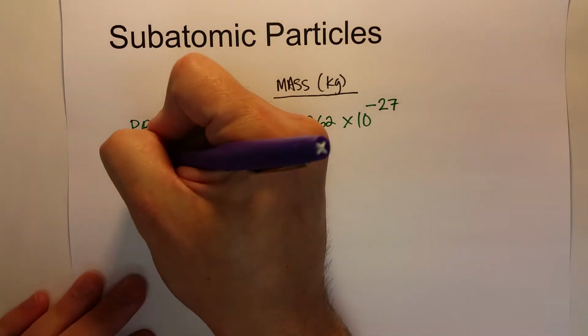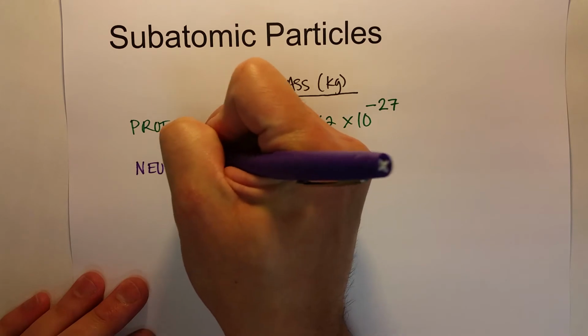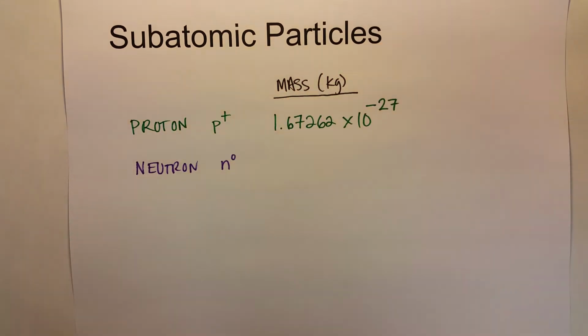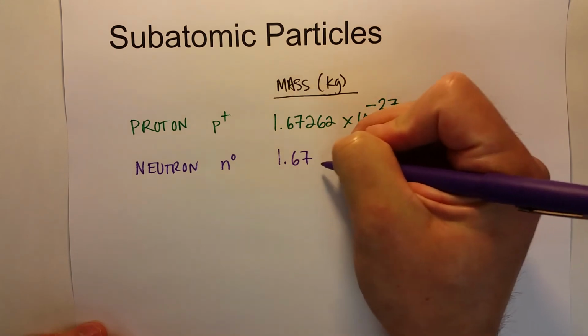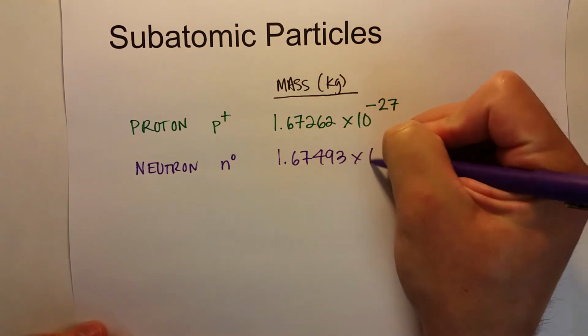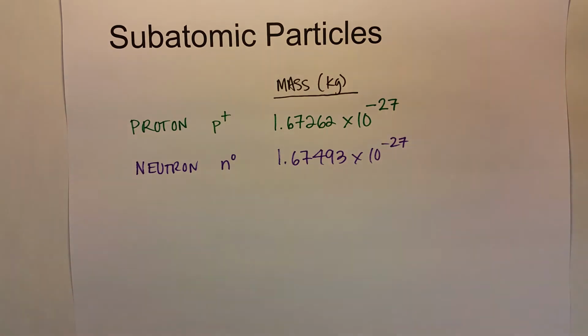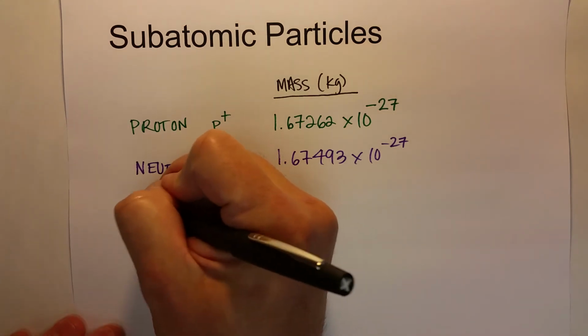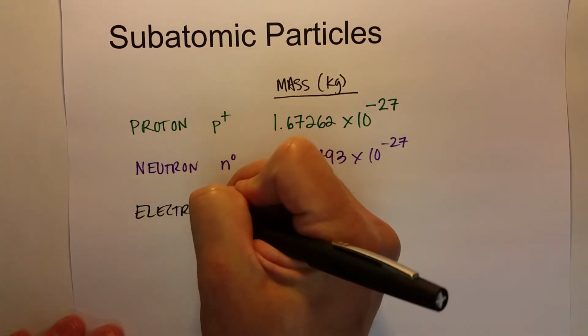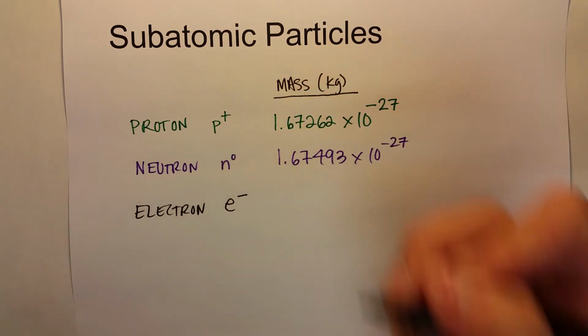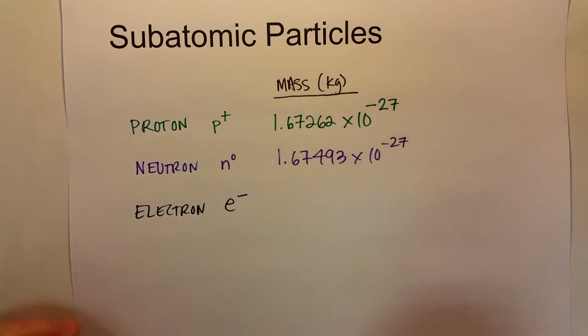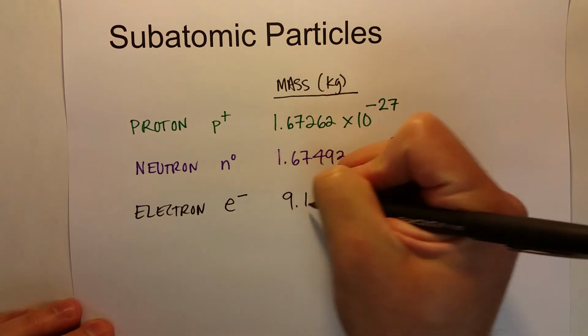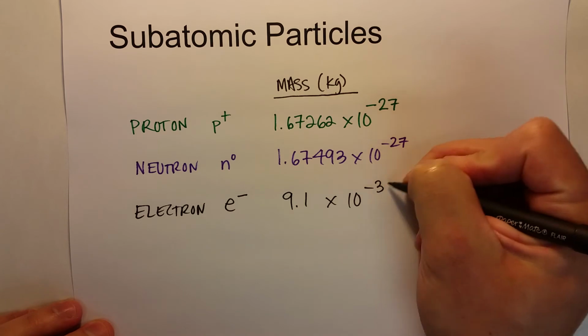The neutron is actually slightly more massive. We usually abbreviate the neutron as lowercase n with a 0 in the superscript because it is neutral, doesn't have a charge. Its mass is 1.67493 times 10 to the negative 27. So it's still very, very small, but slightly higher than the proton. And the electron is actually less massive than both of them by a couple orders of magnitude. We usually abbreviate the electron as e with the superscript negative, and its mass is 9.1 times 10 to the negative 31st kilograms.